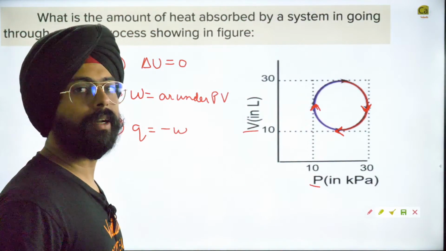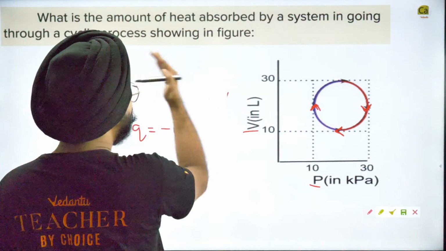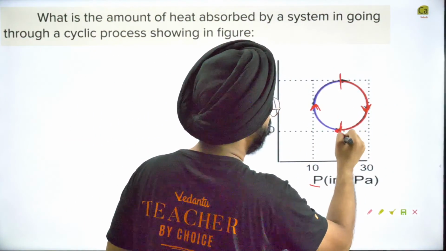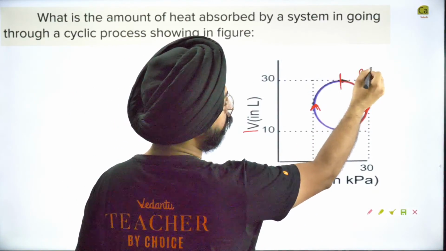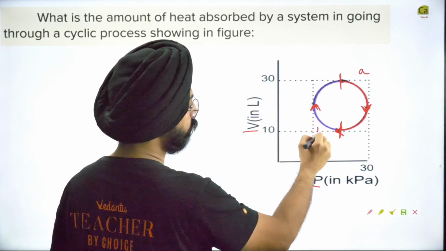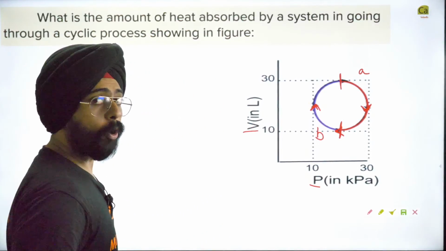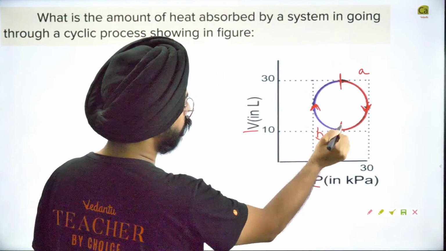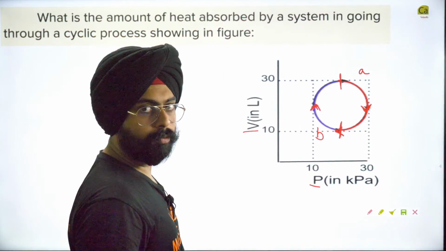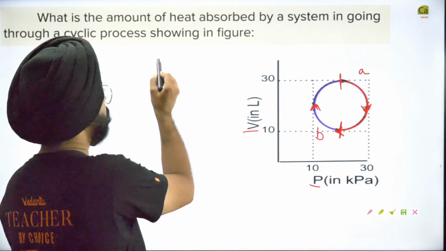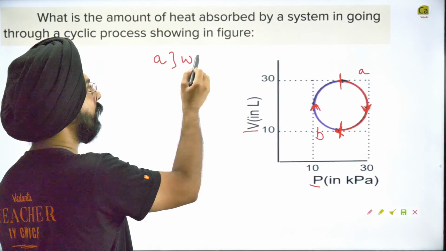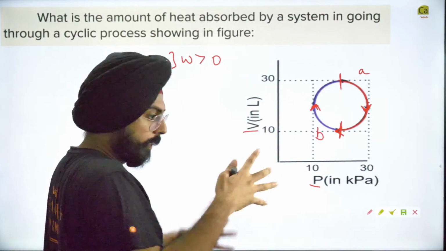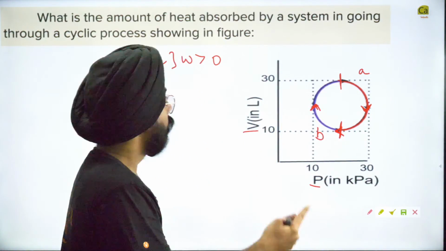So what would be the area under the curve, people? Let's think. Let's break this process down into two halves. From here to here, let's call this process A. And then from bottom to top, let's call this process B. What is the area for process A? For process A, I am going from 30 to 10 volume. I can say that work done is greater than 0. Why? Because this is a compression process. Volume is decreasing. Compression, positive work done. So work done is greater than 0.